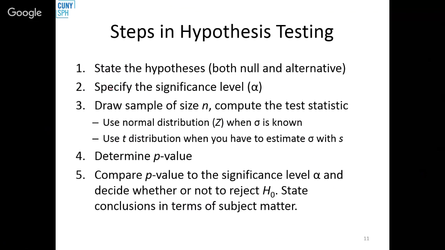The second step is to specify your significance level, alpha. That is your type 1 error rate.